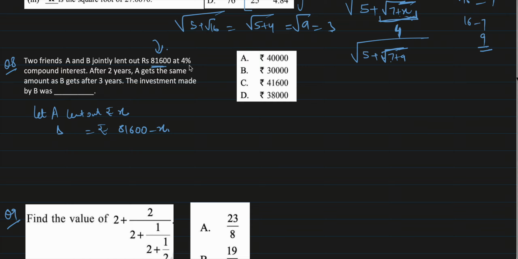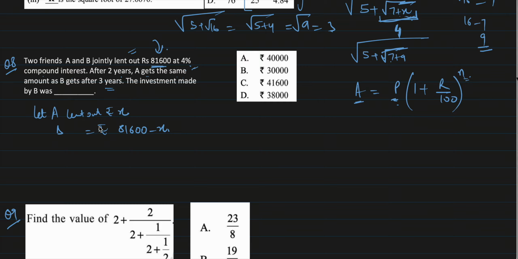Now at how much rate? At 4% rate compound interest. After 2 years, A gets the same amount as B gets after 3 years. So now A is taking the amount after 2 years, B is taking the amount after 3 years. So the formula for amount is A equals P times 1 plus R by 100 raised to the power n. Here A is the amount, P is the principal that they have lent out, okay, both of them, and R is the rate of interest, n is the time period for how many years.